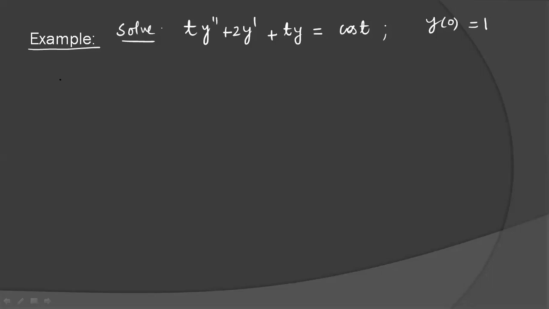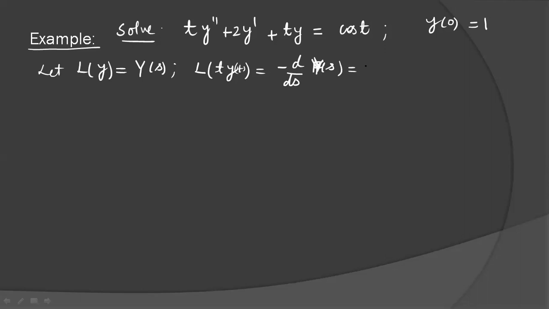So let's start. Let Laplace of y equal Y(s). Then I told you, if you multiply by t in any function y(t), it is nothing else but minus d by ds of the Laplace. So it will be Laplace of y, Y(s) here. So I'm writing it as minus Y dash s.